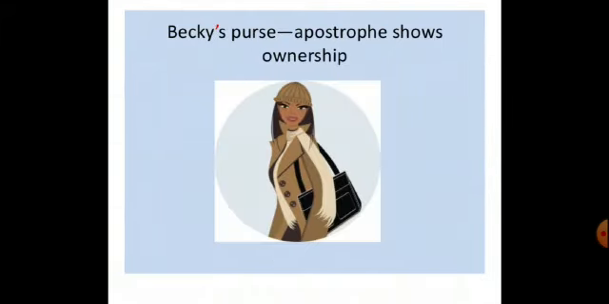Becky's purse, the apostrophe shows the ownership. This is the purse of Becky.